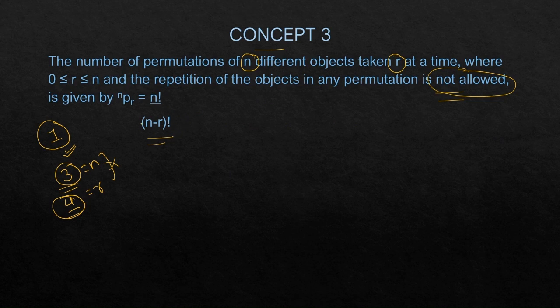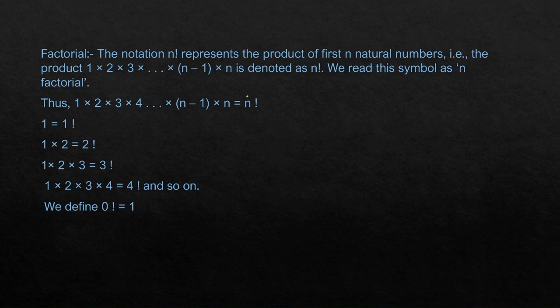And before understanding the formula, let us first understand the meaning of factorial. The exclamation mark that is visible here is known as factorial. For a number n, factorial represents the product of the first n natural numbers, that is the product 1 into 2 into 3 and so on, till n minus 1, n, and is denoted as n factorial. We read the symbol as n factorial.